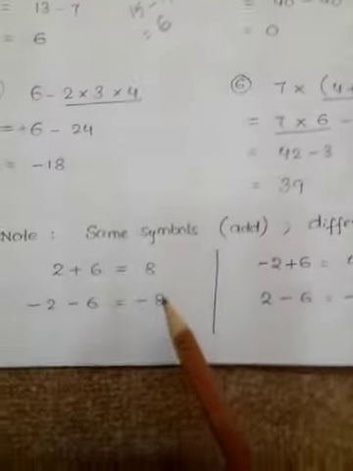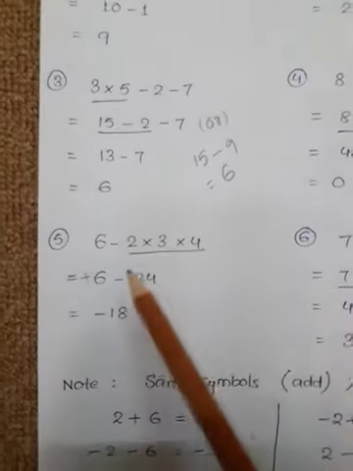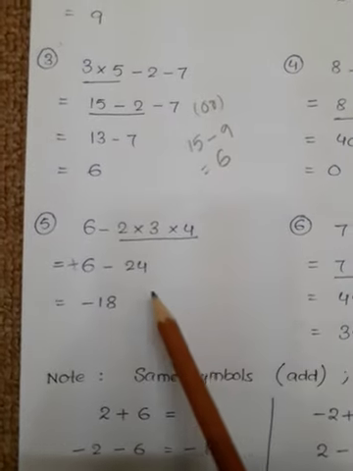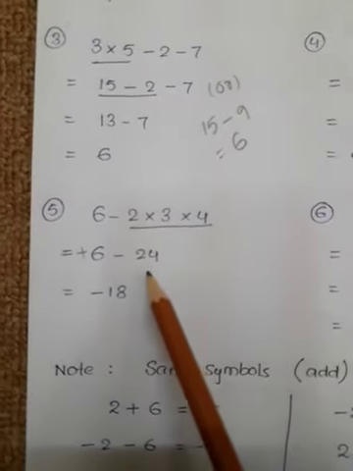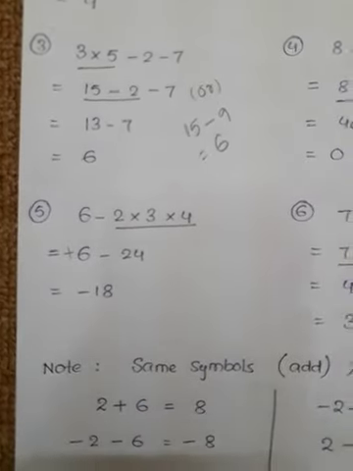We learned already: different symbols, what do we do? Subtraction. Different symbols, subtraction, right? So 24 minus 6 is what? 18. But whenever you subtract, after subtraction you have to check which is the big number. So 24 is the big number. Before 24 what symbol do we have? Minus. So minus 18. Understand?